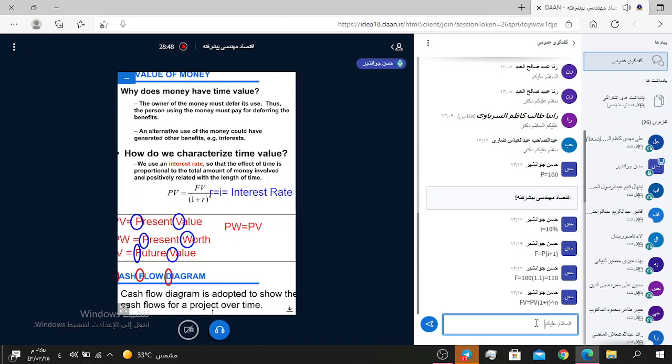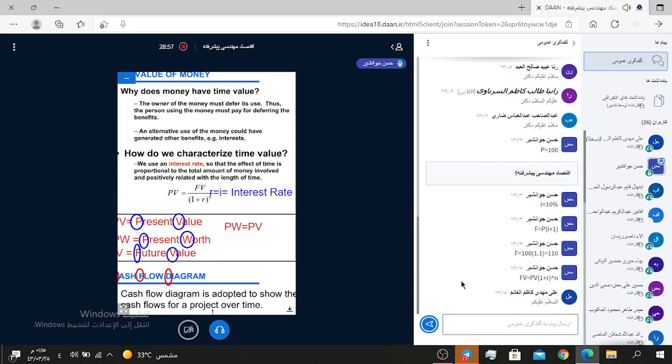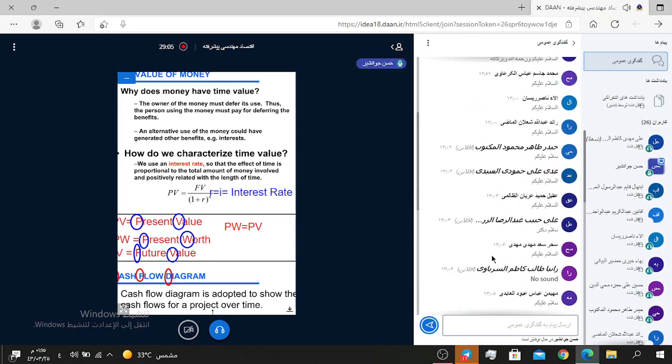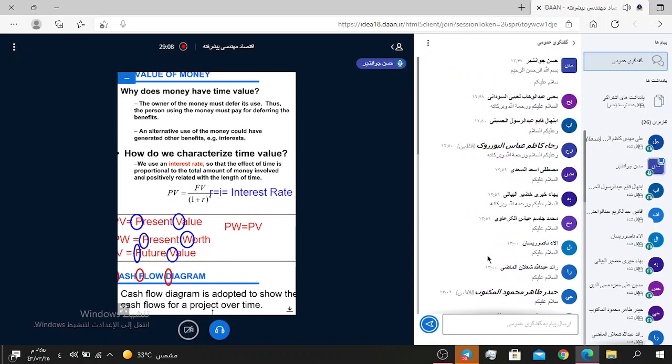Or PV equal to FV division to slash (1 plus R) at N. This formulation is the time value of money between PV and FV.